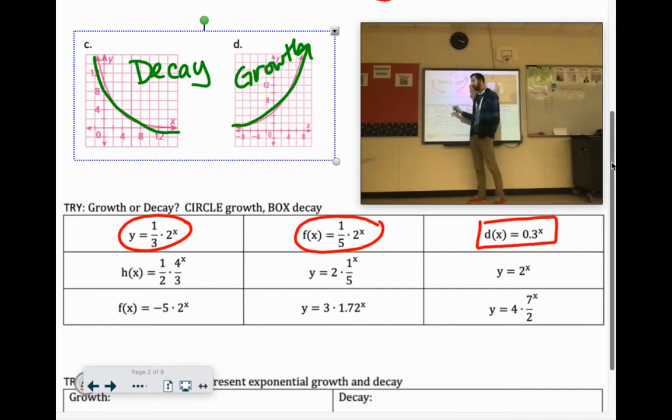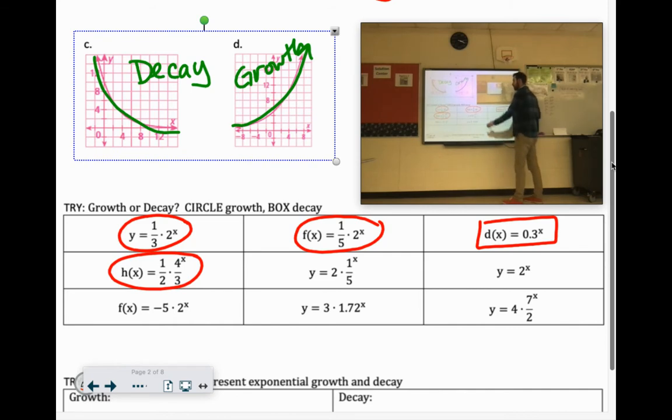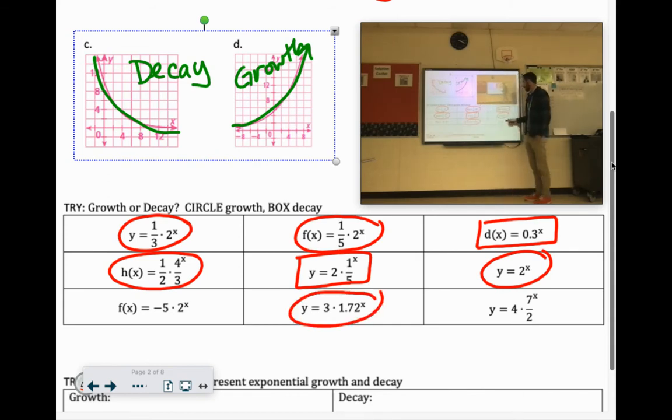Now if you look at this, it's 4/3 to the x power. 4 over 3 is greater than 1. It's 1 and 1/3. So this would show exponential growth. This one is 1/5, and 1/5 is less than 1. So this would show you exponential decay. 2 to the x, obviously 2 is greater than 1. Growth. Now here, we're going to come back to this one. 1.72, greater than 1, exponential growth. 7 over 2, 7 divided by 2 is 3.5, so that's much bigger than 1. So that would also show growth.